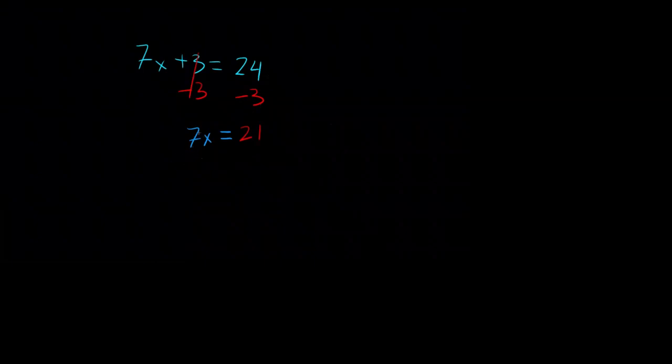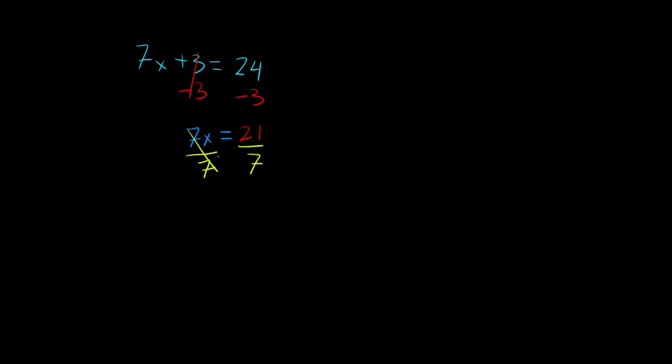How are we going to get rid of this 7 though? The 7 is combined to x with multiplication. If we want to get rid of it, we're going to have to do the exact opposite, division. So we're going to divide it by 7. The reason we're dividing it by 7 and not by any other number is because 7 divided by 7 is equal to 1, and those cancel out. So we're going to do the same thing on both sides to keep it equal.